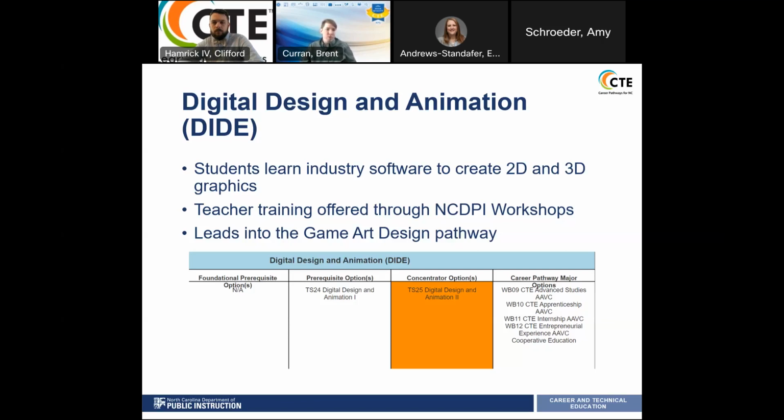So in this pathway, students take digital design and animation 1, followed by digital design and animation 2. And if they do take that second level, they have the opportunity to earn the credential in Autodesk 3ds Max or Autodesk Maya, depending on whether you have an Apple lab or a Windows lab in your school.